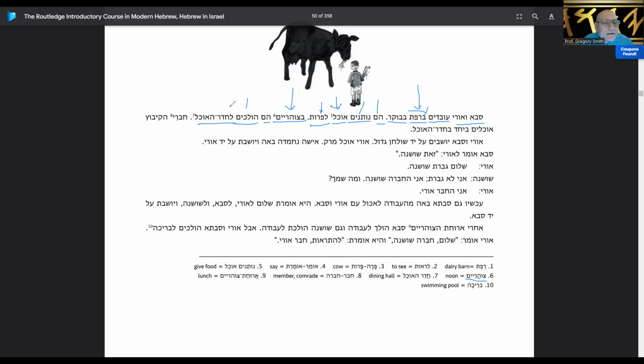Look at this here. Lahadar ha'ochel. I wonder if that is the dining room. Yeah, to the dining room. That's right. Lahadar ha'ochel. Okay, so there it is. Literally, this says to the room, and ha'ochel means to dine, to eat, the eating room. So they're going lahadar ha'ochel. Okay, so that is number 7. Hadar ha'ochel, the dining hall.